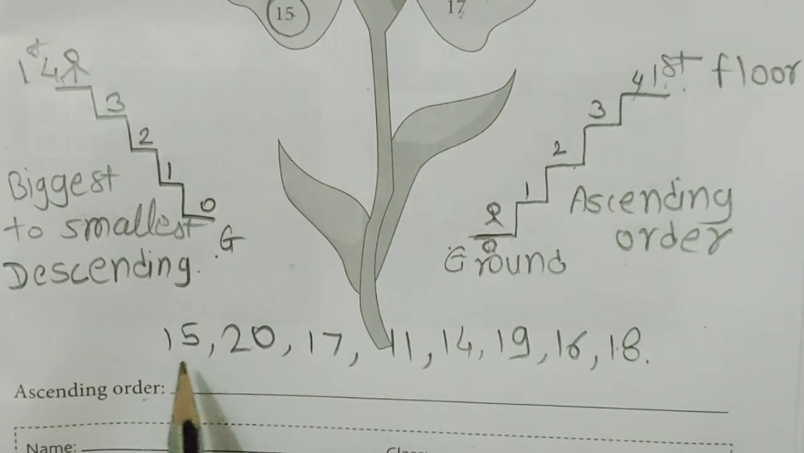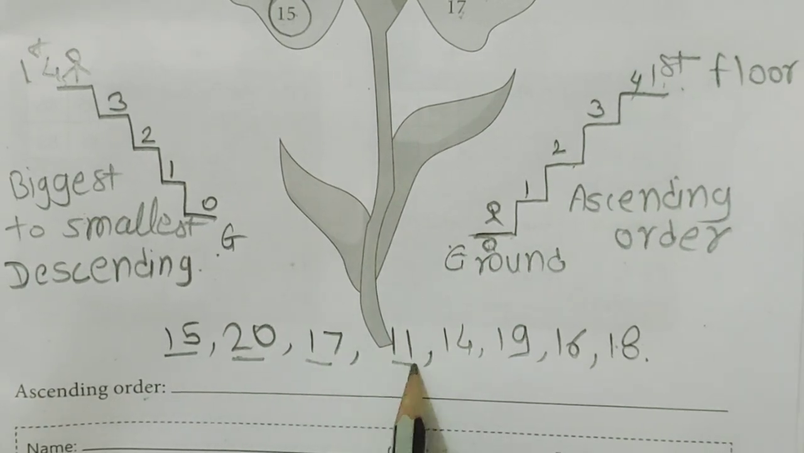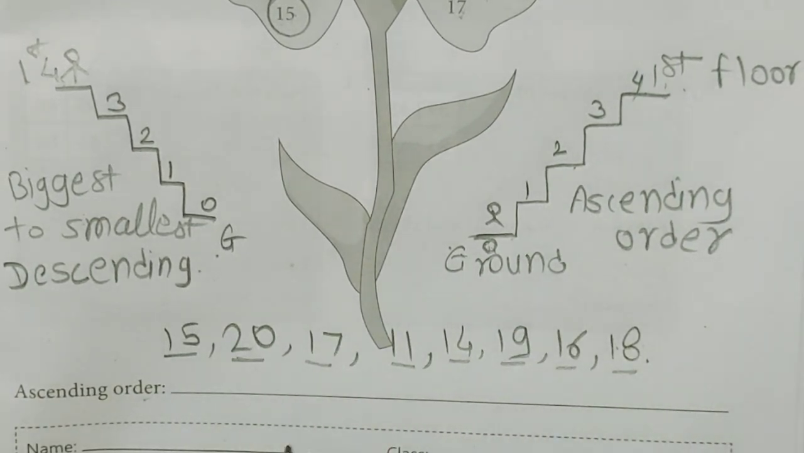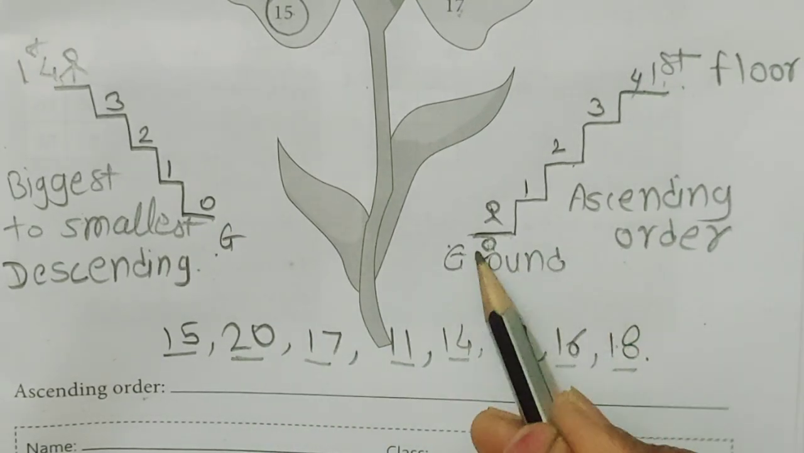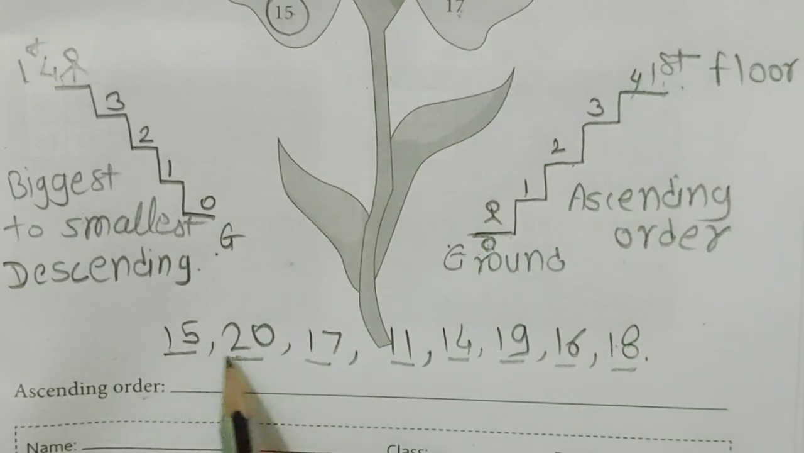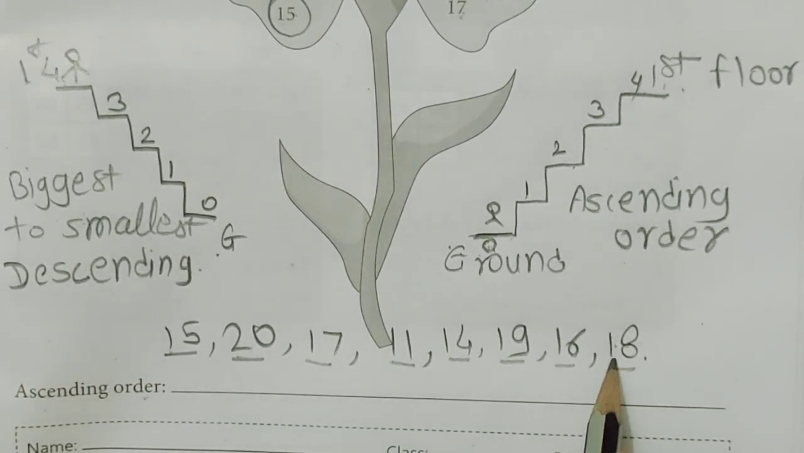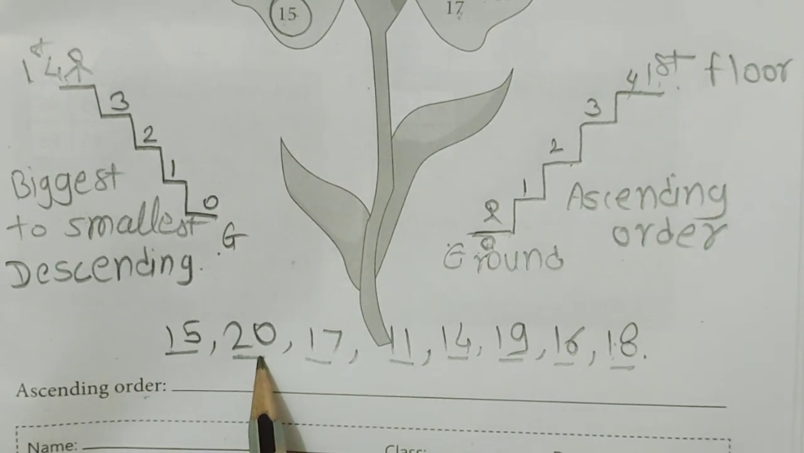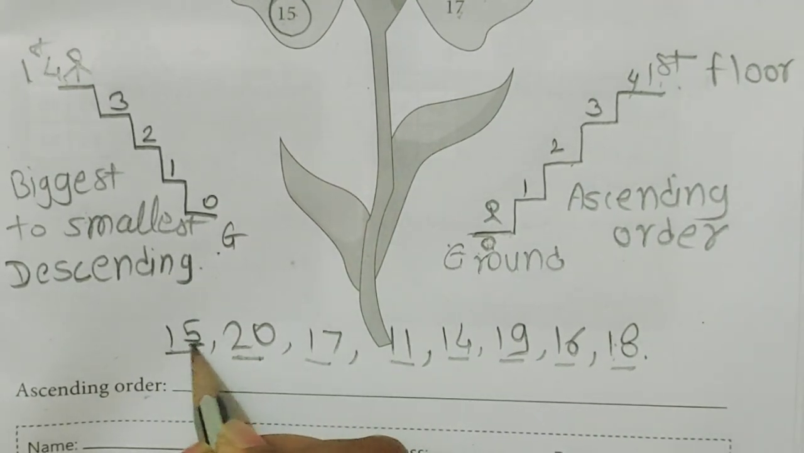Now see here, 15, 20, 17, 11, 14, 19, 16, 18. In this, 20 is the biggest, so it will be at the last. We have to see first the smallest number. Now 1, 1, 1, 1, 1, 1, 1 at the tens place in each number except this 20. Now compare the digits at the ones place.